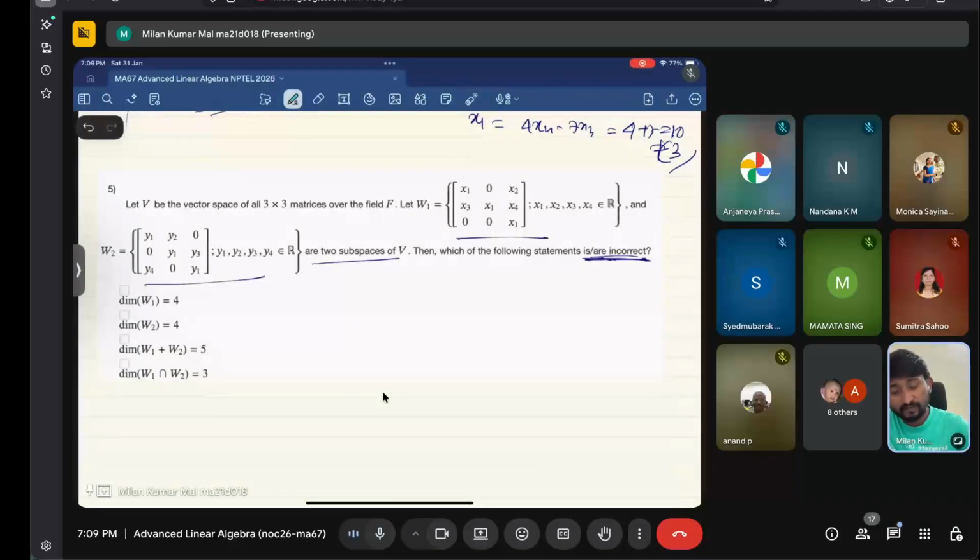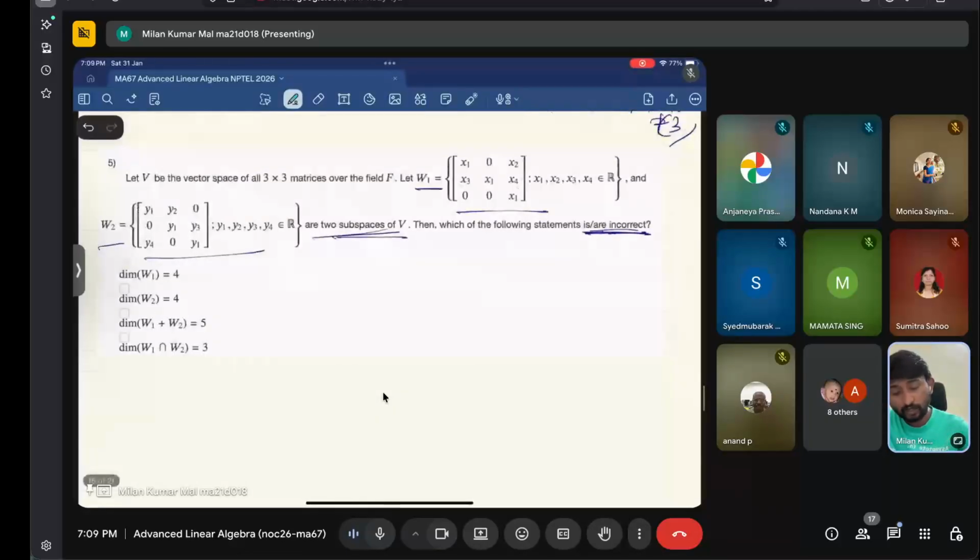I am not checking why. It is also mentioned that W1 and W2 are subspaces, so I am not checking those things, obviously. So what is the basis of this W1?